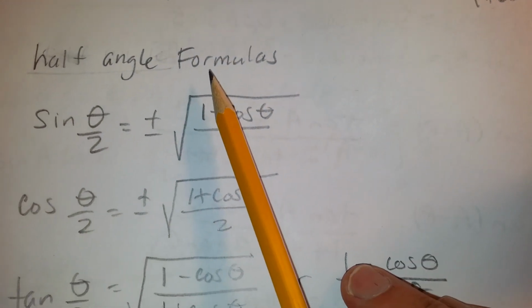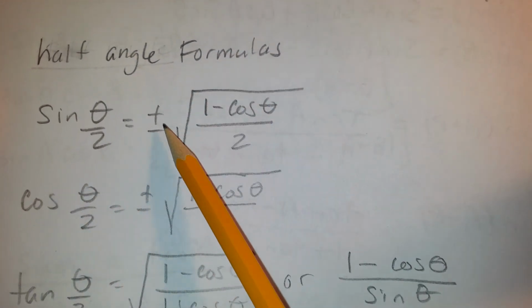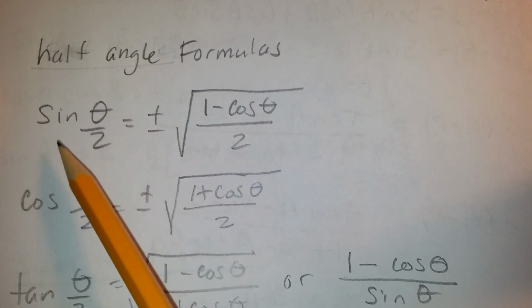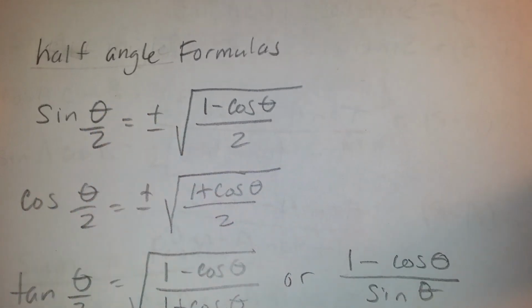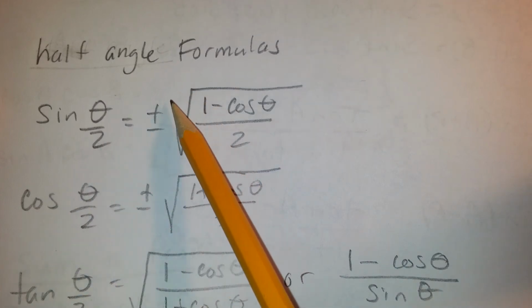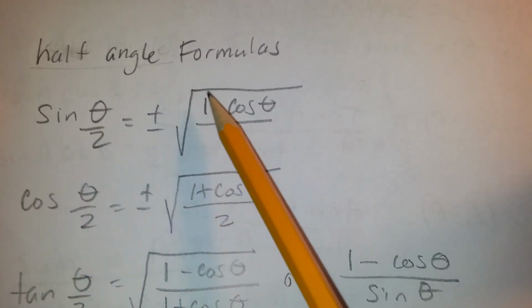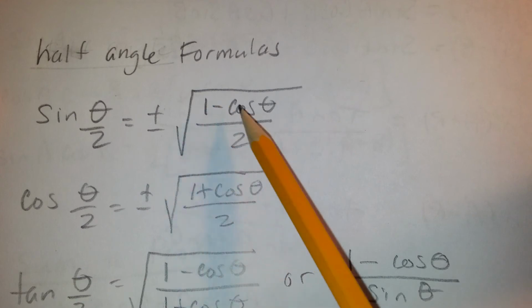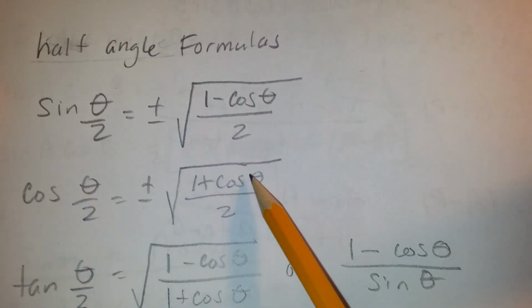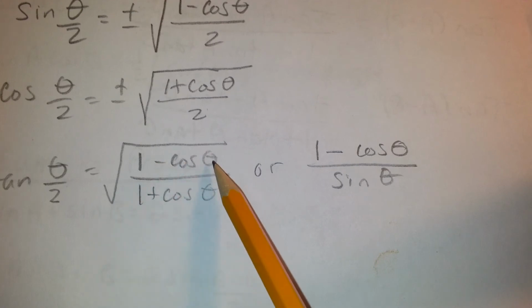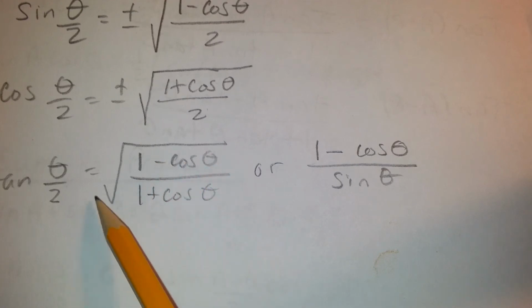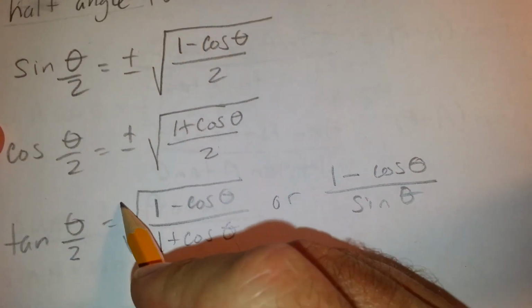We went over our half angle formulas. Remember, this is for the original angle. Theta divided by 2 is your original angle, which determines plus or minus. Sine is 1 minus cosine theta over 2 square rooted. Cosine is 1 plus cosine theta over 2 square rooted. Tangent is 1 minus cosine theta over 1 plus cosine theta under the square root. Okay, and that's plus or minus.